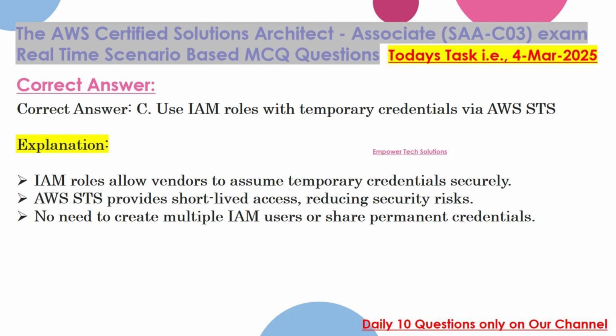Explanation: IAM roles allow vendors to assume temporary credentials securely. AWS STS provides short-lived access, reducing security risks. No need to create multiple IAM users or share permanent credentials.